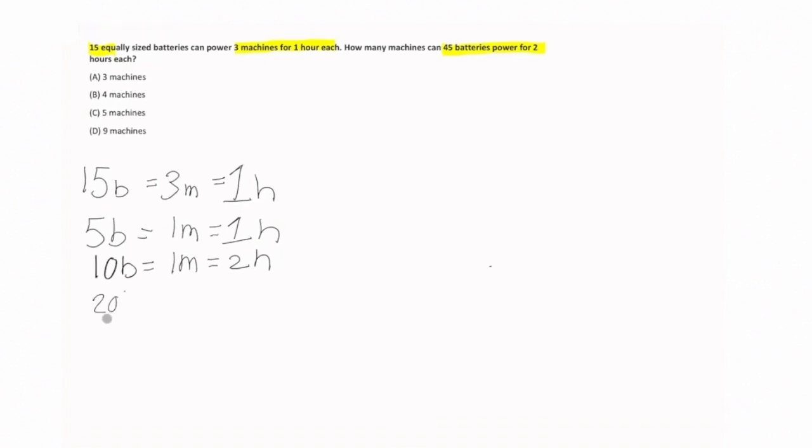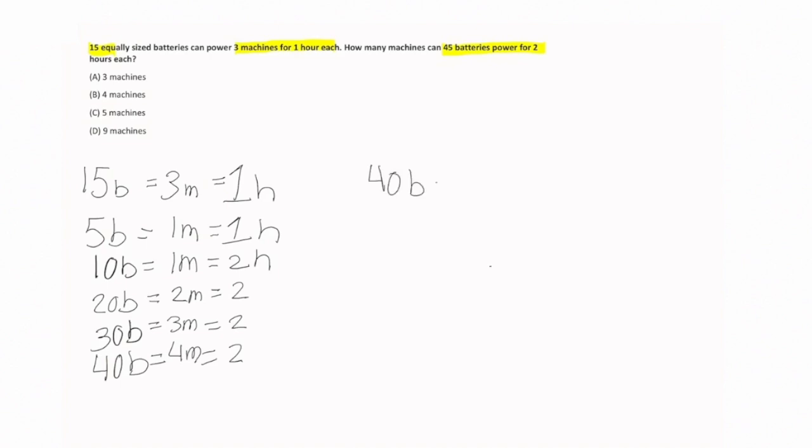So what we want to find out is how many machines will 45 batteries power. So to break it down easier, since we already know 10 batteries for 2 hours, 1 machine, we go by tens. So we'll do 10 batteries, 20 batteries, 30 batteries, and 40 batteries. They will all be for 2 hours, but now we just need to figure out how many machines will each of them power. So if we go in order, it'll be 1 machine for 10, 2 machines for 20, 3 machines for 30, and 4 machines for 40 batteries. But we want to figure out how many machines for 45 batteries. So let's move our equation over.